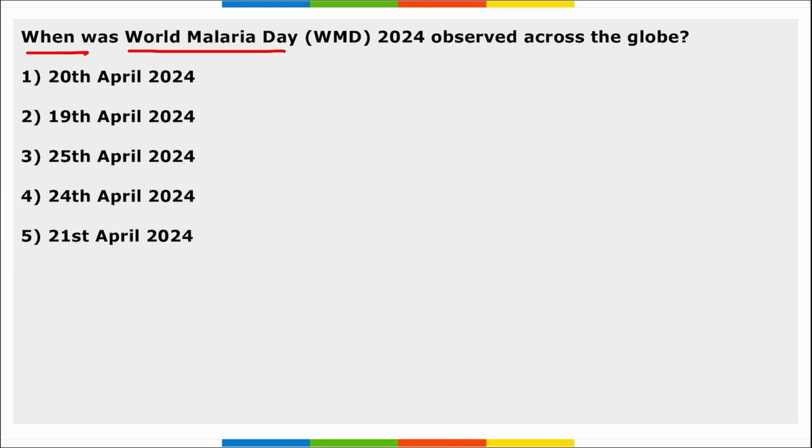When was World Malaria Day observed across the globe? So World Malaria Day is observed on 25th of April, and it is to raise awareness of the global efforts to control and eradicate malaria, a mosquito-borne disease caused by Plasmodium parasite.